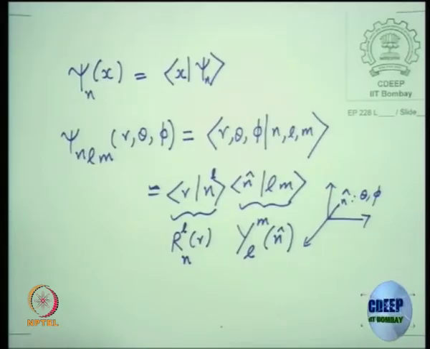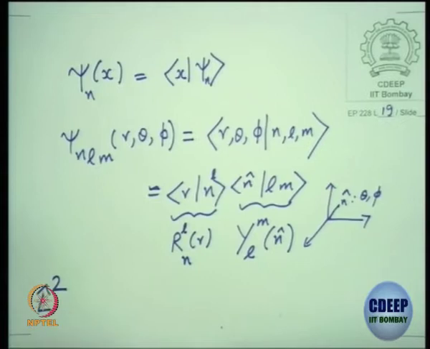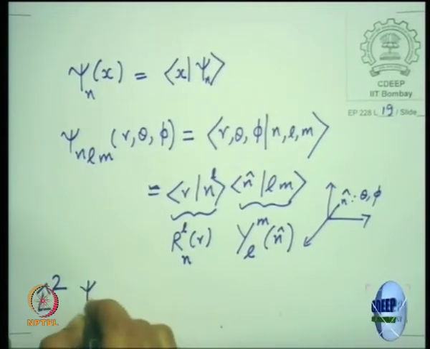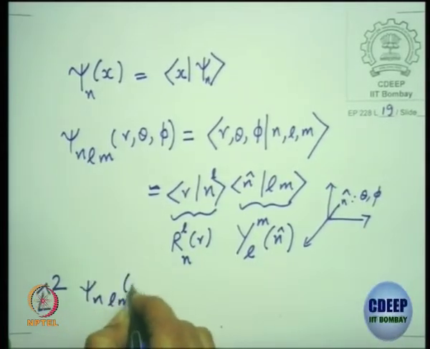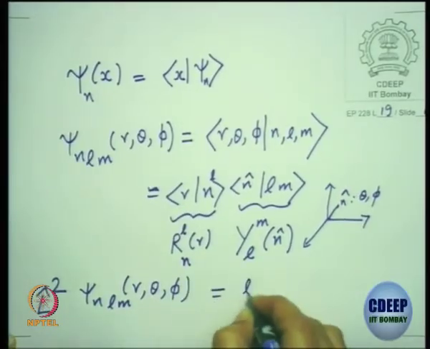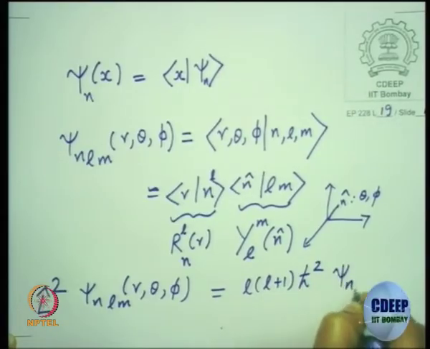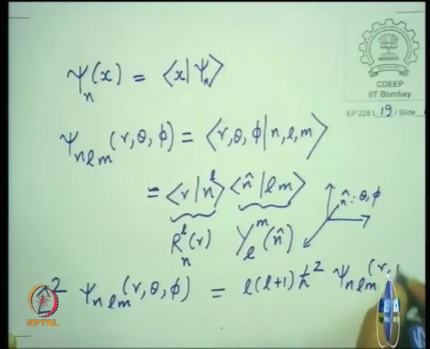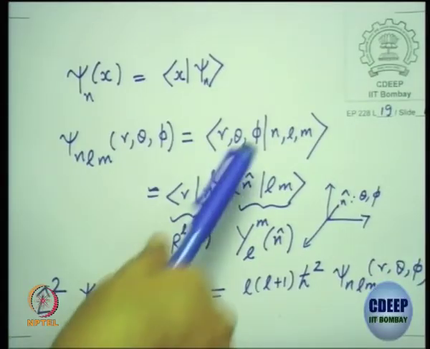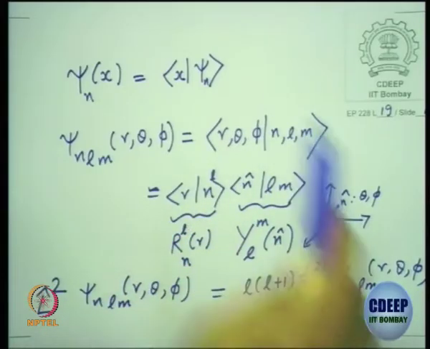So this we don't know offhand, but because we know the solution, we know this is the way. What else did we do? We also said there is an L squared operator on psi n l m (r, theta, phi). What was that? l into l plus 1 h cross squared psi n l m (r, theta, phi). Suppose we use that definition, it operates on position or on this.